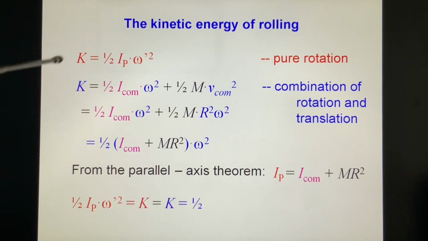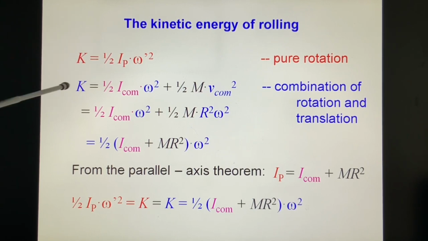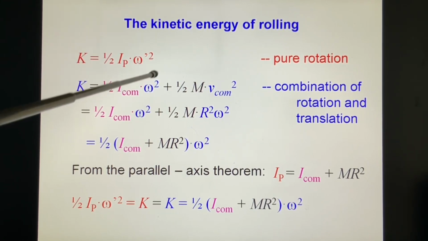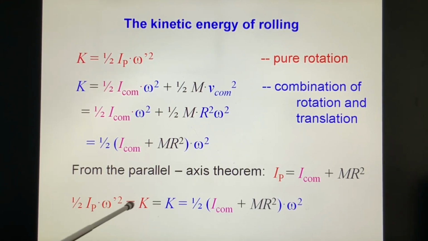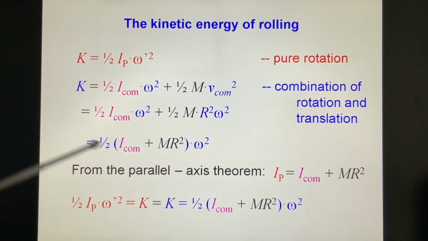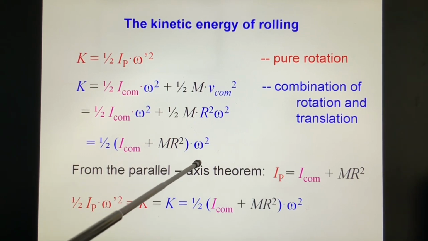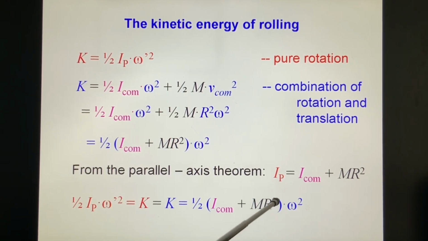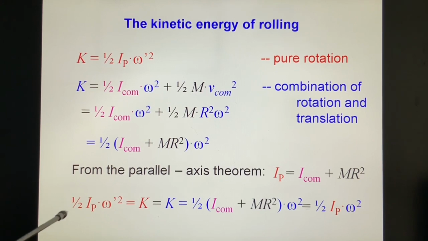Then we put them together. These are different representations, so they should be the same. So pure rotation, half I_P omega prime squared, equals rotation and translation, which is half I_P omega squared. We compare these two, half I_P omega prime squared and half I_P omega squared, they're equal. So that means omega prime and omega are the same.